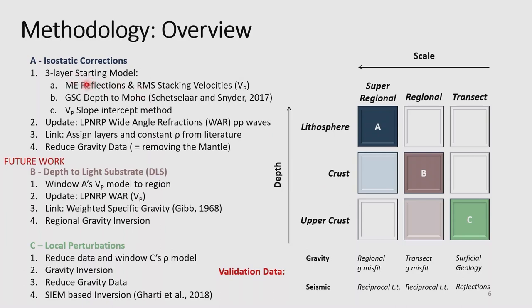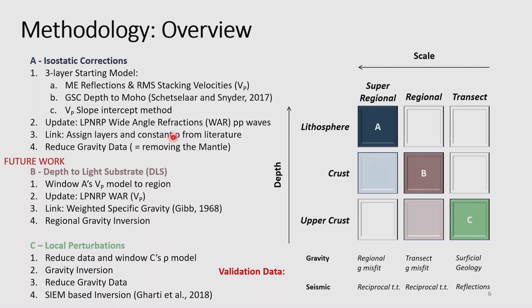super-regional data. So he has some Metal Earth reflections along some lines, and he also has some RMS stacking velocities from the Metal Earth data. He's got a depth to Moho data set that David Schneider worked on, and he's also got some slope-intercept method where he's worked out what the velocities are from the refraction data. There's also some wide angle refractions. The density values he has obtained from the literature.